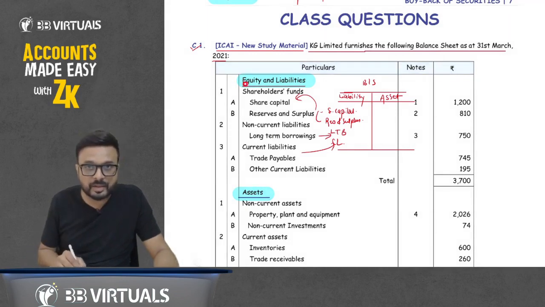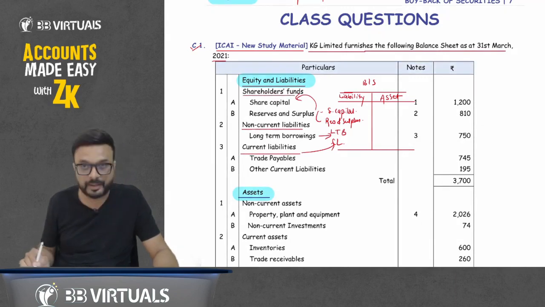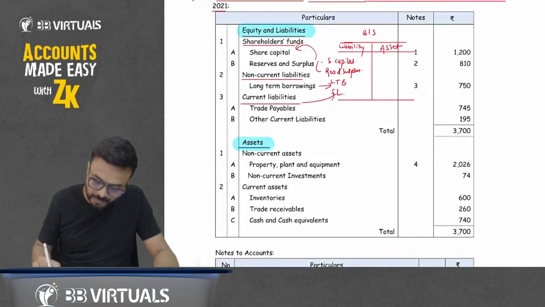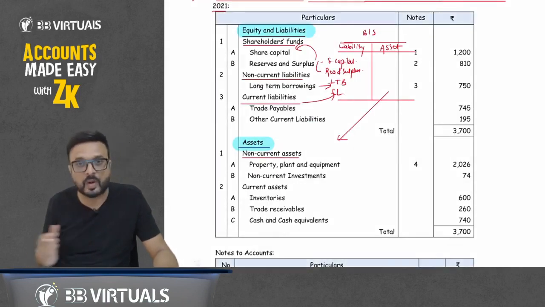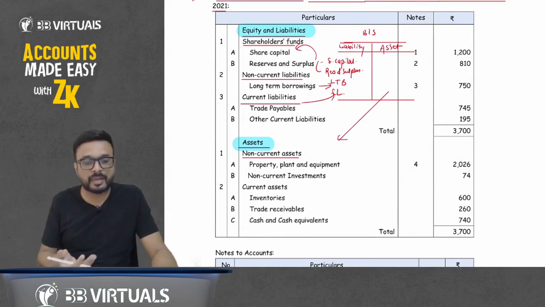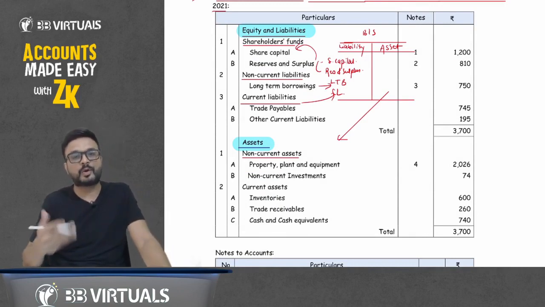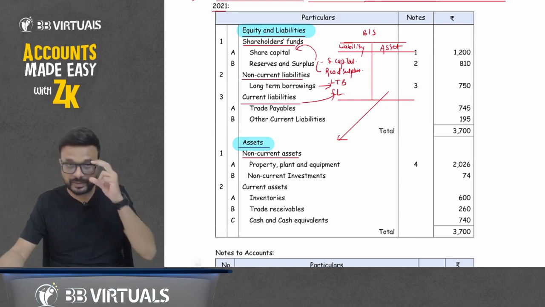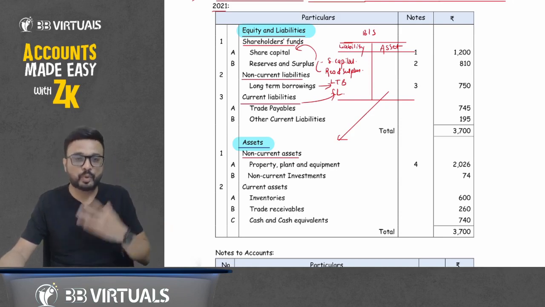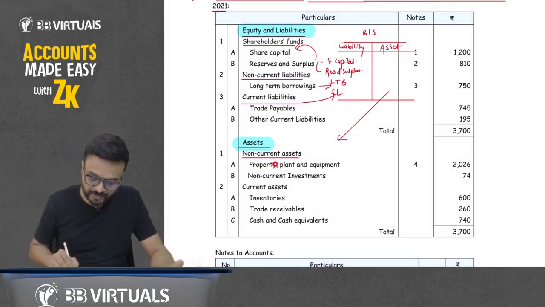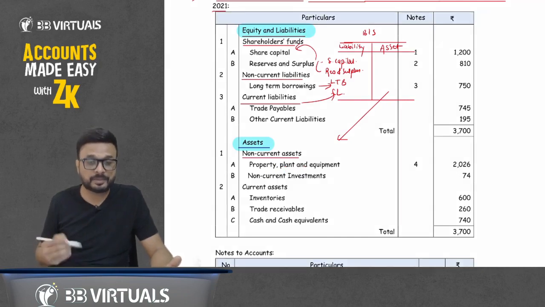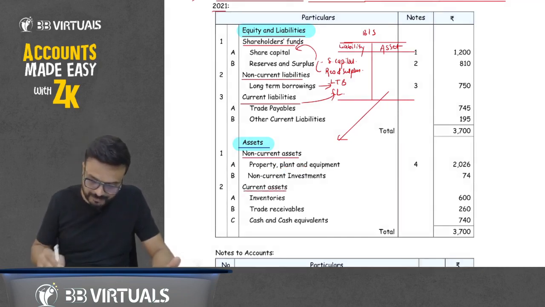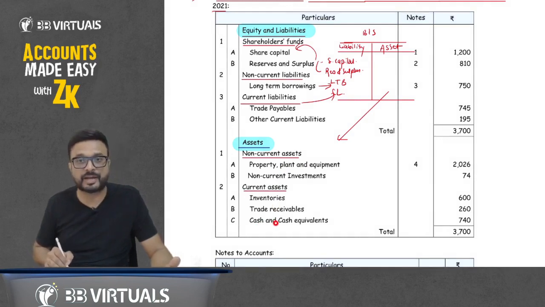But you write it like this: equity and liability, with the heading shareholders fund, non-current liability and current liability. Now the asset side: non-current asset means long-term asset, property, plant and equipment. At inter-level, we don't call it fixed asset, we call it property, plant and equipment, because of accounting standard 10. Non-current investment is long-term investment. Then current asset: inventories, trade receivable, cash and cash equivalent.